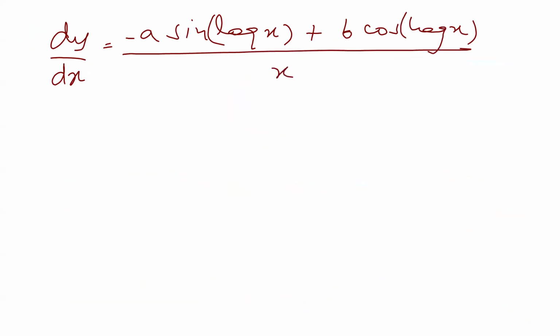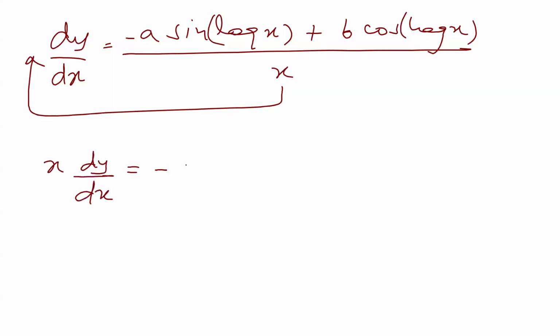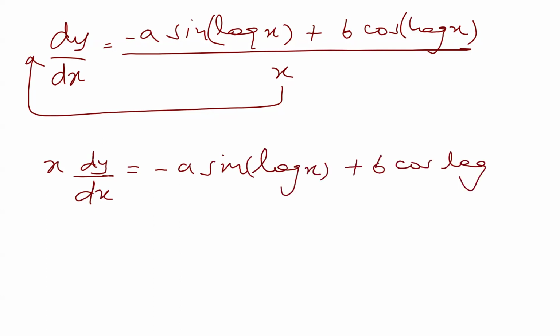Now I'll shift this x to the other side, otherwise I'll have to apply the u upon v quotient rule on the right hand side. To avoid that, I'm shifting x to the right hand side. x dy by dx is equal to minus a sin log x plus b cos log x. Now differentiate this once again.